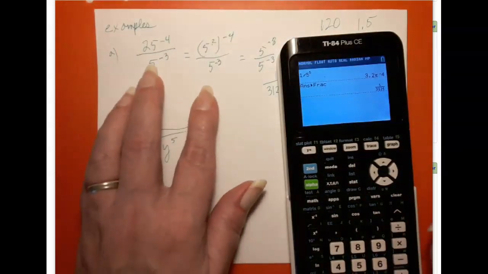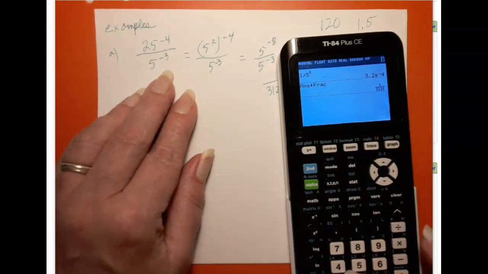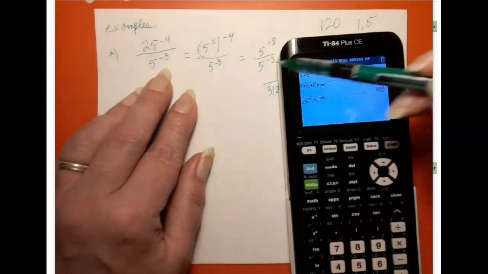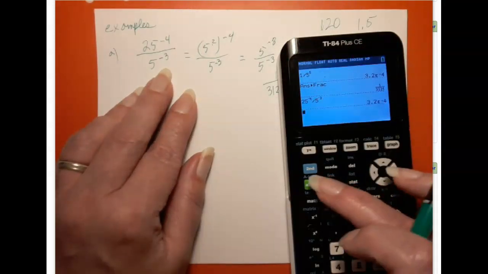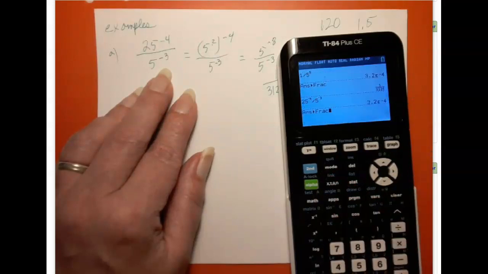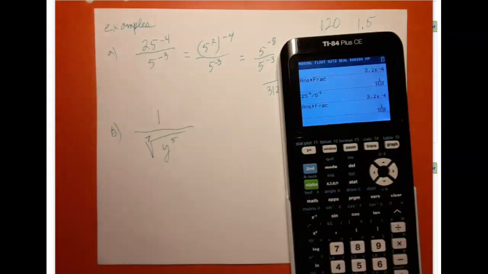Now, you're looking at this going, I really could have just put this in my calculator to begin with. 25 to the -4th divided by 5 to the -3rd. And you can, but you want to be aware of how you could check your work on the calculator, but it's not necessary to check my work. And then math, enter, turns it into a fraction.